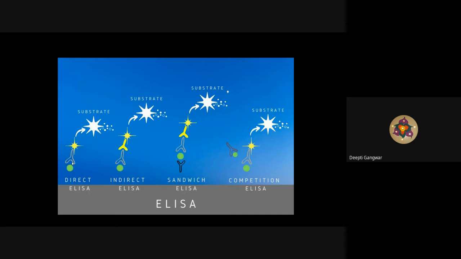ELISA is basically of 4 different types: direct, indirect, sandwich, and competitive ELISA. As the slide is very self-explanatory, in direct ELISA you would detect your molecule of interest by a single antibody. In indirect ELISA, you bind another antibody on top of the first antibody. The sandwich ELISA is where your antigen is in between: you coat one antibody on your plate, then you bind your antigen onto it, and then you have another antibody which is used for detection. So this is the sandwich ELISA, and then you have a competitive ELISA.